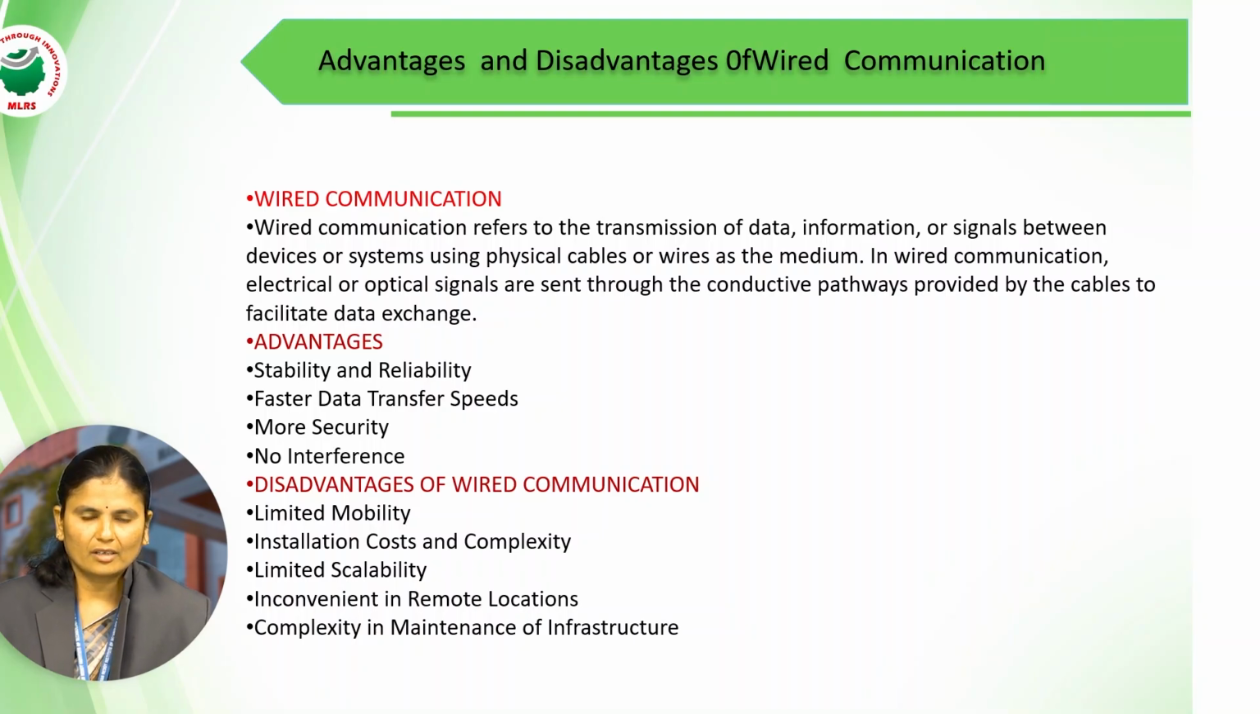By using the coaxial cables, twisted pair cables and optical fiber cables, we are transmitting the signal from one place to another place. So the advantages of the wired communications are stability and reliability, no interference in between the signals, faster data transmission and more security. The disadvantages of the wired communications are limited mobility and limited scalability. Installation cost is high and the maintenance of the infrastructure is also complex.